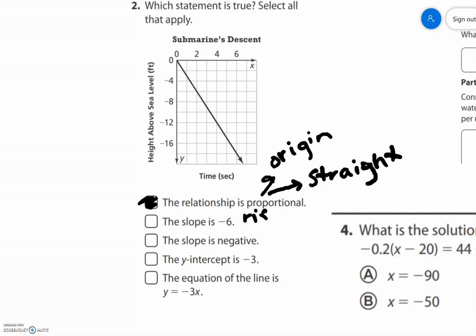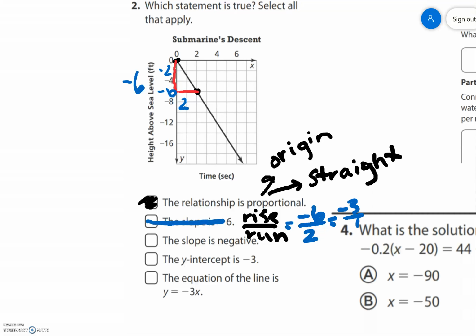The slope is -6. Well, remember, slope is rise over run. So we have to pick 2 points. Here's a good one, and here's a good one. And we can count how much it goes down and how much it goes over. Be very careful. I almost made this mistake. Check to make sure every block goes by 2. So it's actually going down a total of 6 and over 2. So our rise is -6 and our run is 2, which can reduce to -3 over 1.